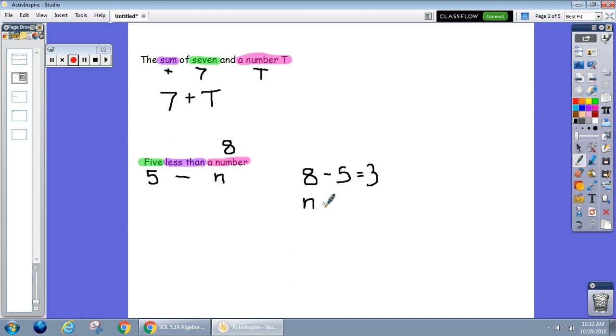n minus 5. Now I don't know what it equals because this is an expression and we don't know what it equals. But does this show me 5 less than a number? Yeah, it does. So if you get in a situation where you really don't know if this is in the right order, replace your variable with a number that you do know, figure it out, and then put the symbol back in.